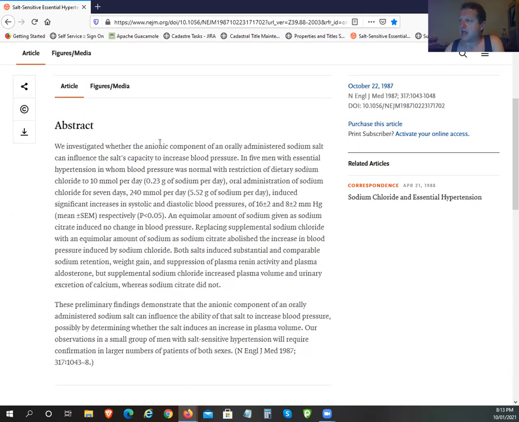We investigated whether the ionic components of orally administered sodium salt can influence the salt's capacity to increase blood pressure in 5 men with essential hypertension in whom blood pressure was normal with restriction of dietary sodium chloride to 10 millimoles per day, 0.23 grams of sodium per day. Oral administration of sodium chloride for 7 days at 250 millimoles per day, 5.52 grams of sodium per day, induced significant increases in systolic and diastolic blood pressure of 16 plus or minus 2 and 8 plus or minus 2 millimeters of mercury.